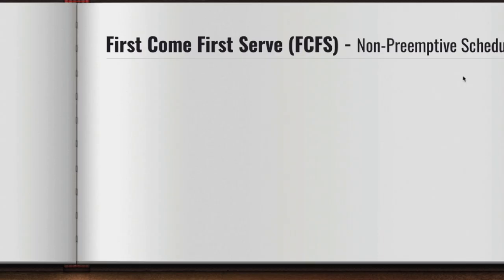Hello and welcome everyone. In this video, we are going to talk about the first come, first serve scheduling algorithm. Now, this is a non-preemptive scheduling, which means that when the process starts executing, it goes from a ready state to the running state. It is going to finish its execution, so it will not be stopped in between. It will not be interrupted by another process. It will go up until it finishes its execution.